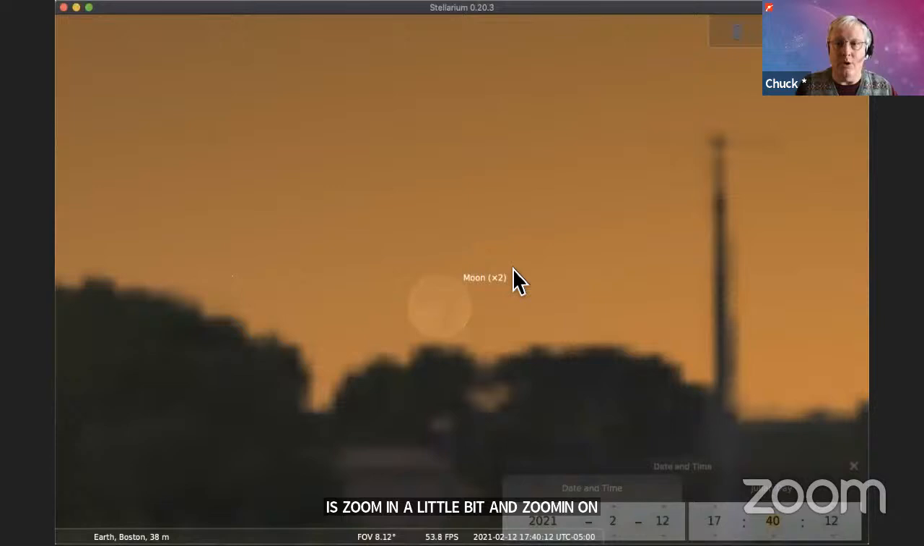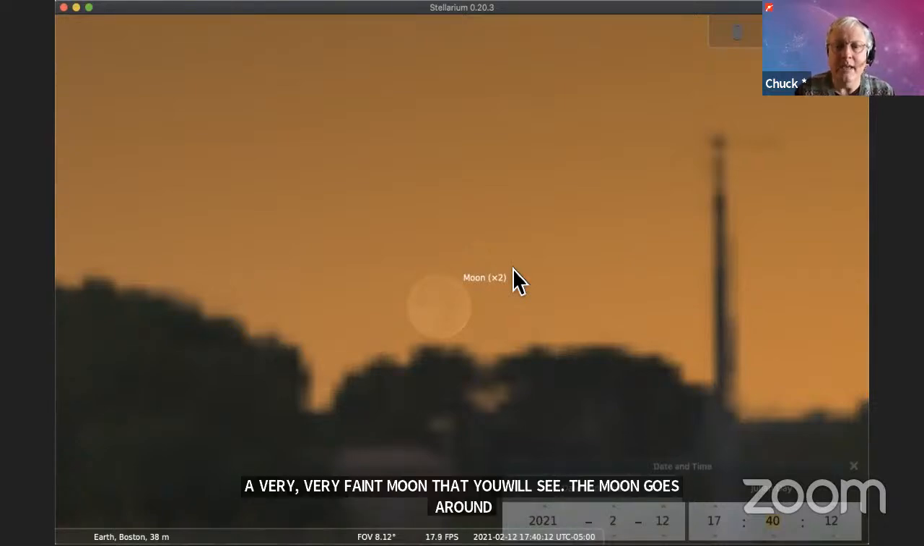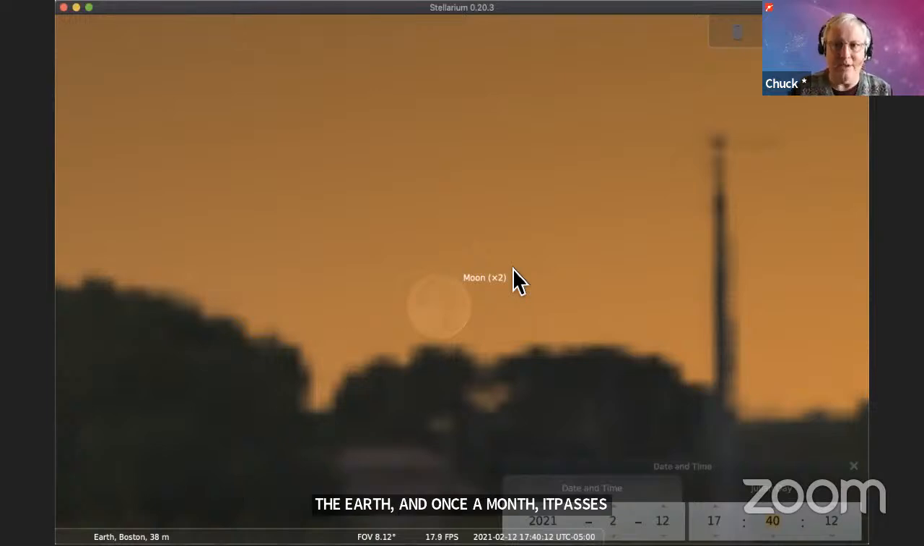Now, the moon, of course, goes around the Earth, and about once a month, it passes between the Earth and the sun, almost in a line, but not exactly usually. And during that time, we have the new moon, and we had a new moon yesterday at about 2:30 in the afternoon was the moment.